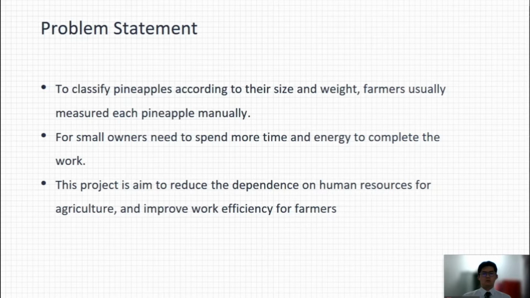Therefore, this project can reduce the dependency on human resources for agriculture and improve work efficiency for farmers while saving time and energy, thereby increasing farmers' income.